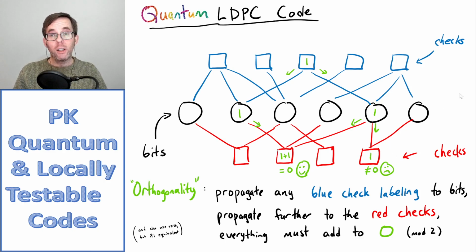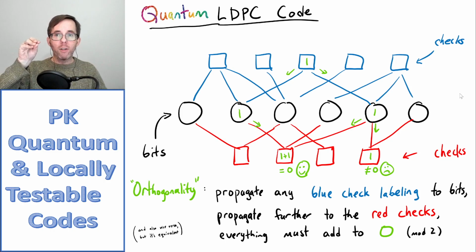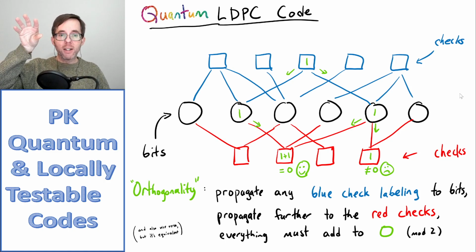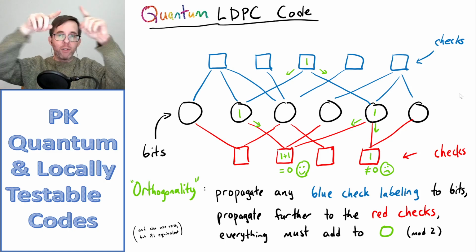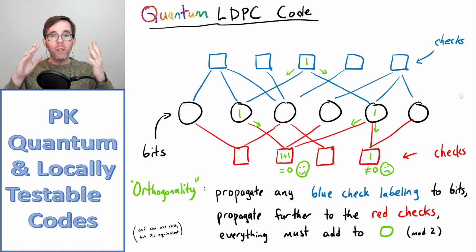Okay, so that's the orthogonality condition. It's also equivalent if you did it the opposite way, starting from every red check and propagating to its neighbors and then to their blue neighbors, so that everything adds up to 0 mod 2. This is equivalent, so you can check it either way. Okay, so if you're going to design a quantum LDPC code, you need to design 2 classical LDPC codes with this kind of special property.